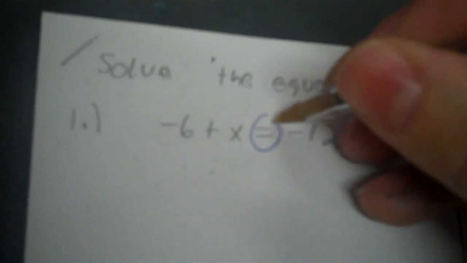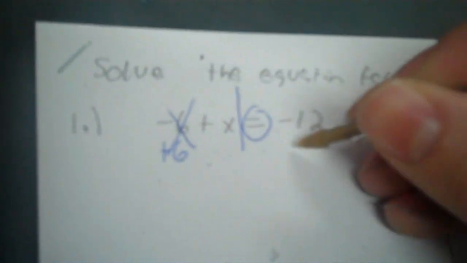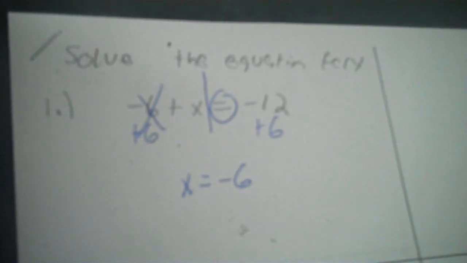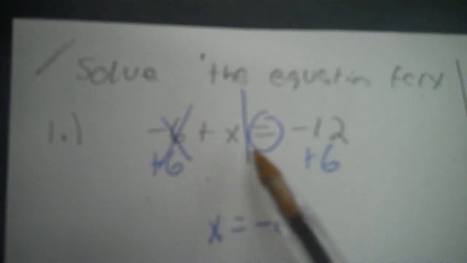Okay, solving linear equations. Solve the equation for x. You're just making sure you get the x by itself. Find the value for x that makes that equation true. Negative 6 plus x, no times, no divides. So you take that to 0 by adding 6. Adding 6 to your negative 12, and you get negative 6. So negative 6 plus negative 6 is negative 12.